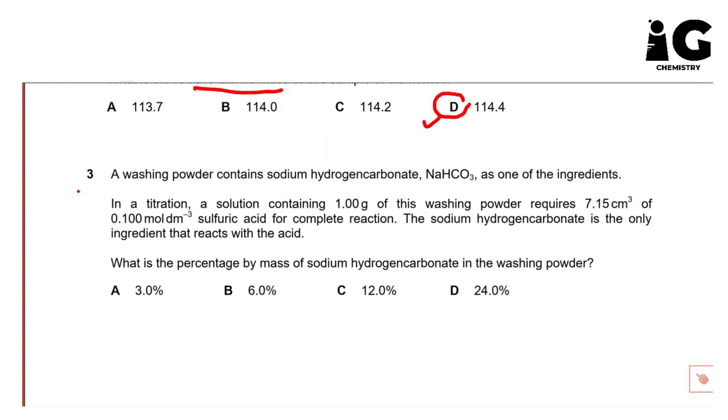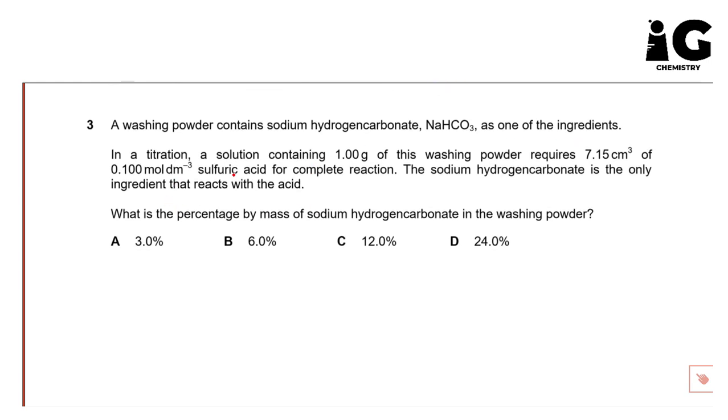Number 3, a washing powder contains sodium hydrogen carbonate, NaHCO3, as one of the ingredients. In a titration, a solution containing 1 gram of this washing powder requires 7.15 cm³ of 0.1 mol dm⁻³ sulfuric acid.